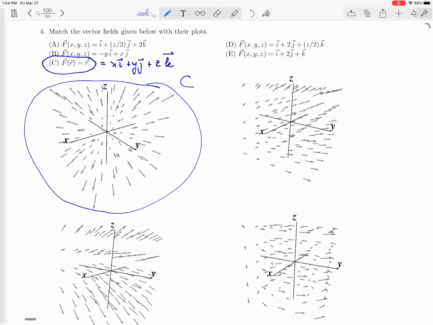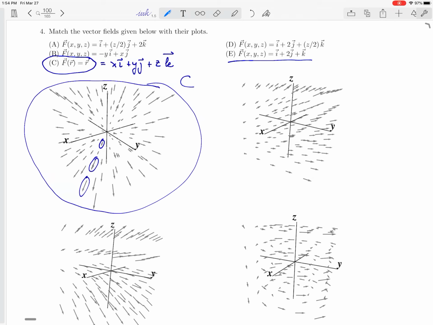Well, it's the first one. So this one right here, this is going to be the vector field for C. You can see that the vectors are kind of like getting shot out of the origin, and they point straight away, and they get longer the further out you go. So that is the way that vector field F of r equals r behaves.